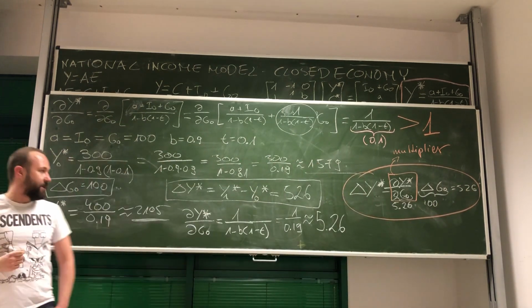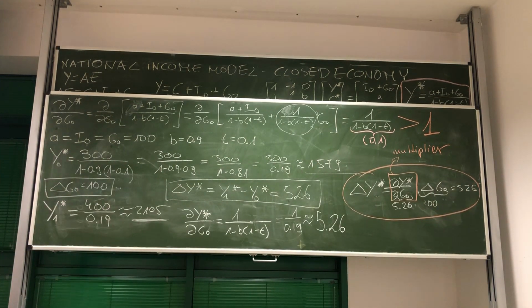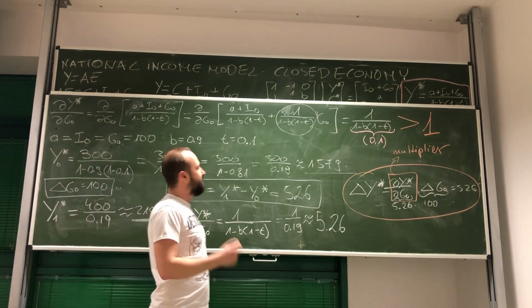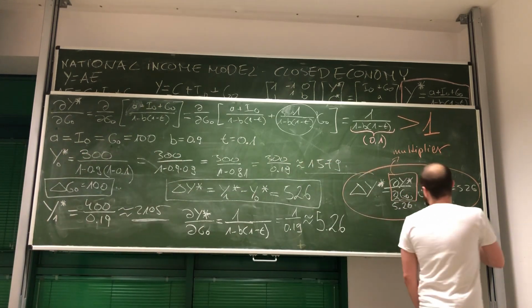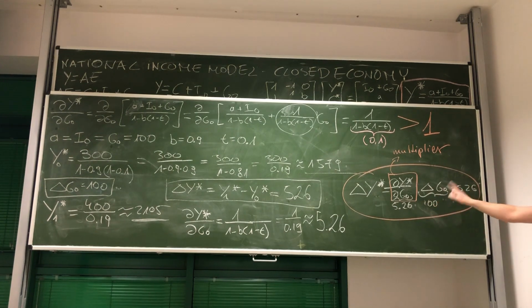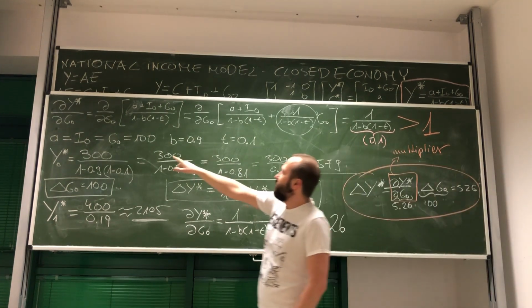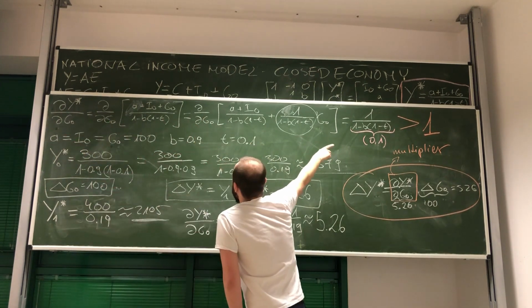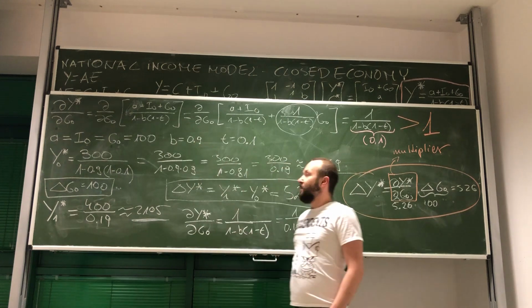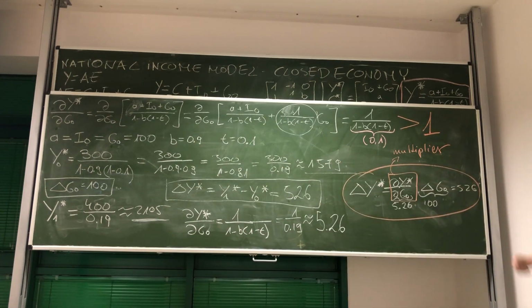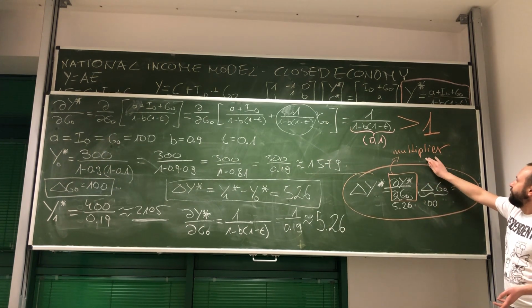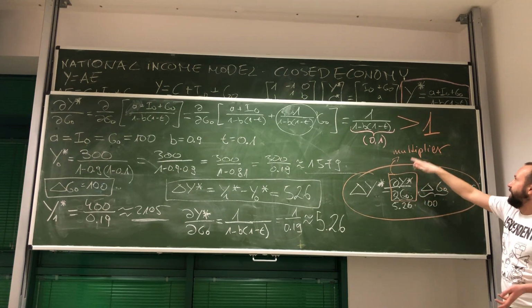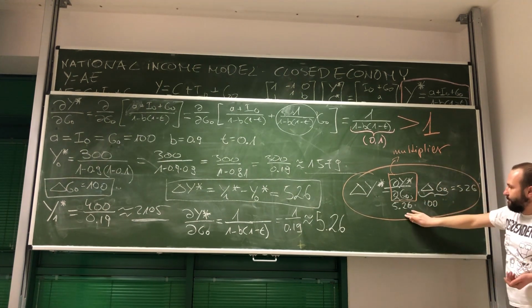That's the first important thing here to remember. What we've calculated is a multiplier. Now, this multiplier would be the same if we calculated this derivative with respect to A, or I0. Which means that if any of the autonomous values increases by a unit, GDP increases by the value of the multiplier, which we know is bigger than 1.